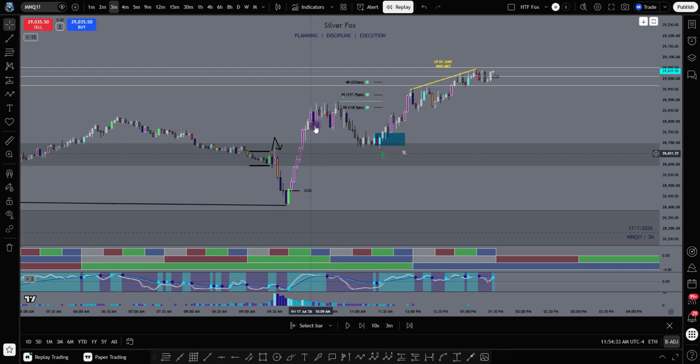Otherwise, they're going to wait for confirmation. They're going to wait for further displacement. They're going to possibly wait for retests. We're entering in very quickly here. What do we also have here besides our timing window?